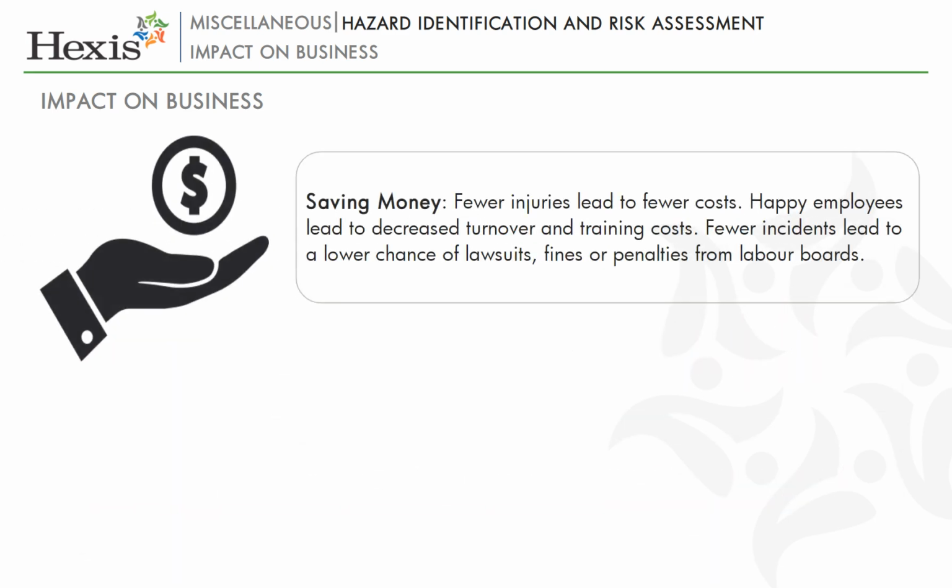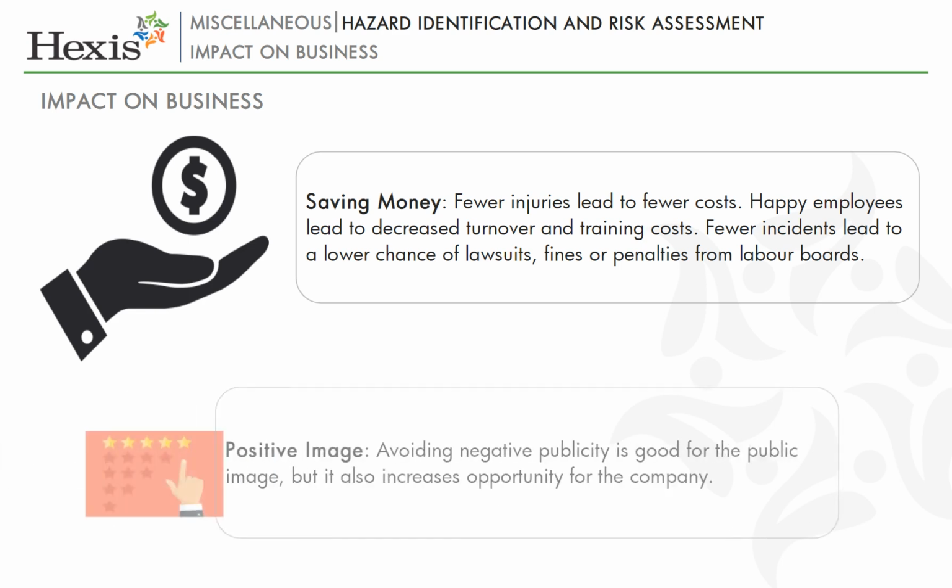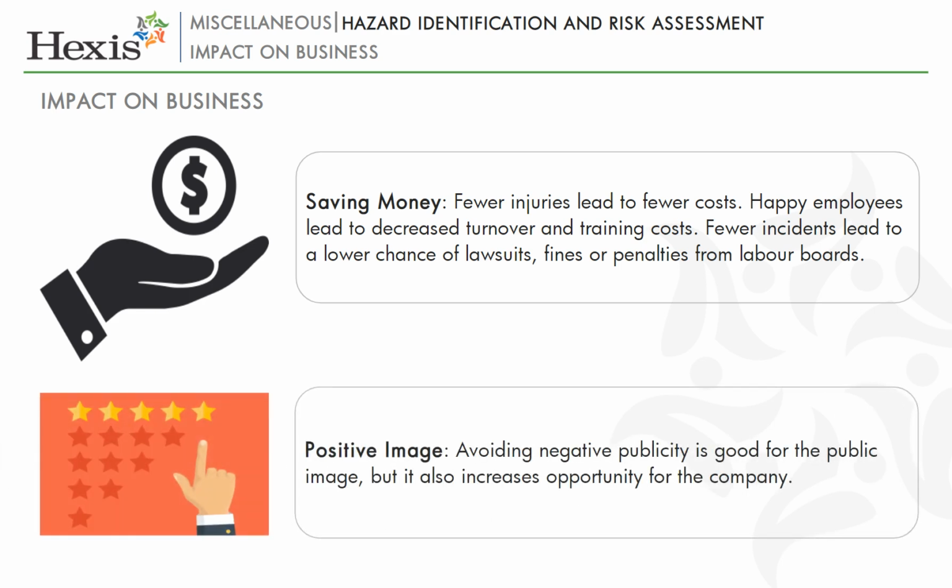Saving money. Fewer injuries lead to fewer costs. Happy employees lead to decreased turnover and training costs. Fewer incidents lead to a lower chance of lawsuits, fines, or penalties from labor boards. Positive image. Avoiding negative publicity is good for the public image, but it also increases opportunity for the company.